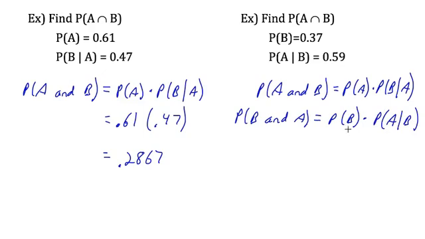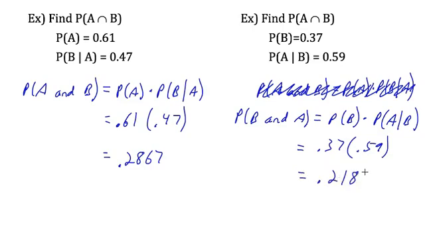All right, we notice we do have information about the probability of B, and we do have information about the probability of A given B. So we don't need this version. So we just need to multiply. And when we work that out, we get 0.2183.